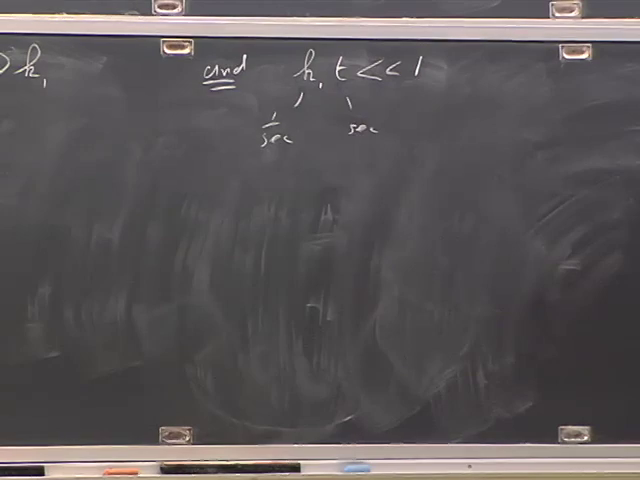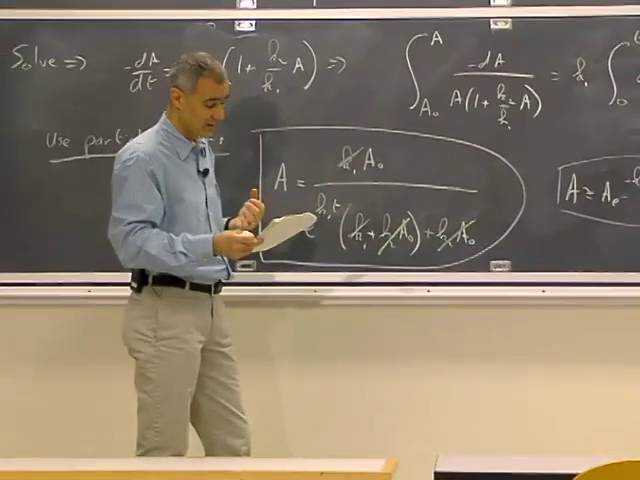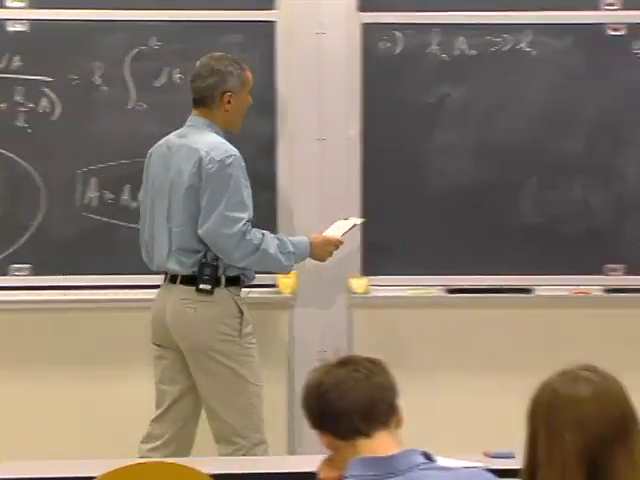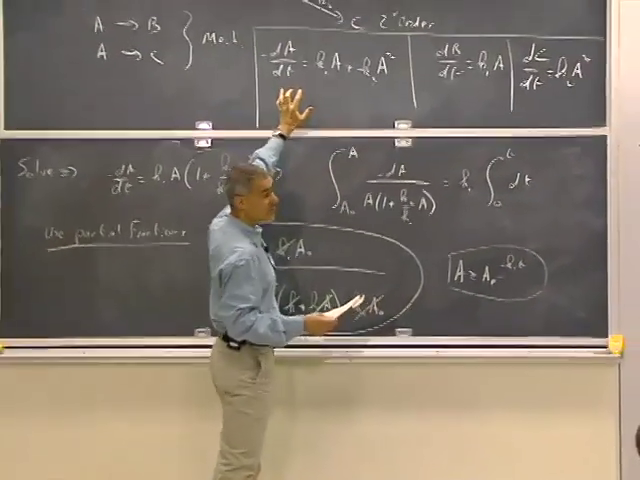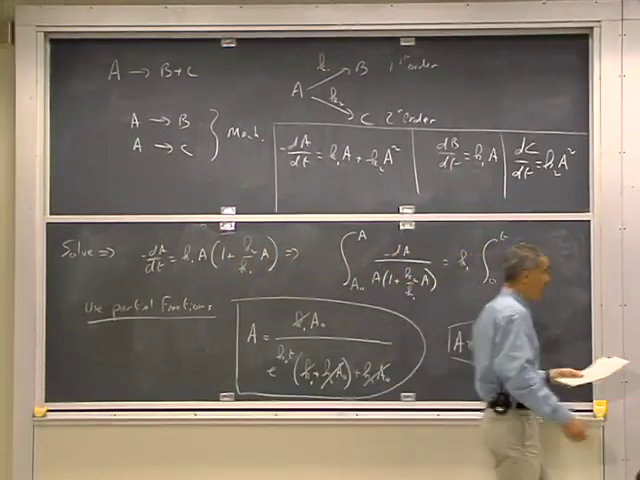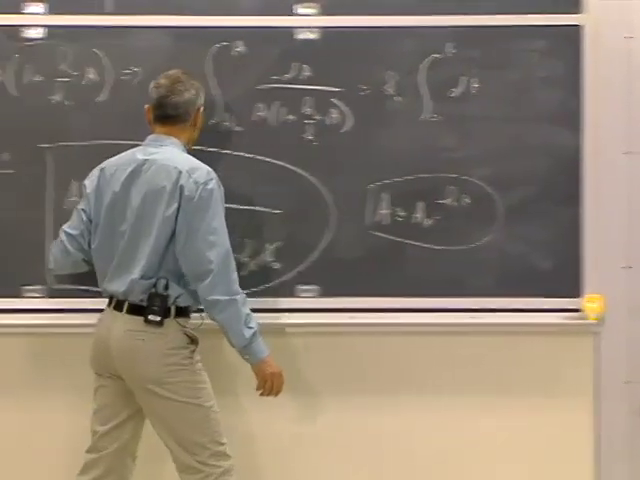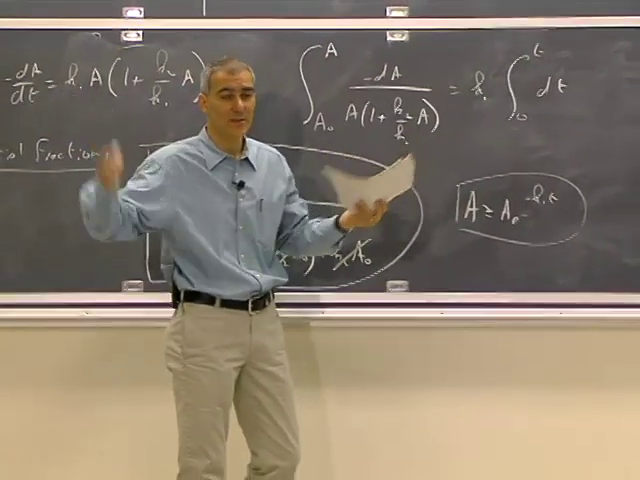OK, so this approximation means that essentially no B is being created while we're looking at the process. And so we might very well expect that if we look at A and C, we're going to see something at second order. So we expect that the form of A, the way to write it, is going to be 1/A equals k1t plus 1/A naught.